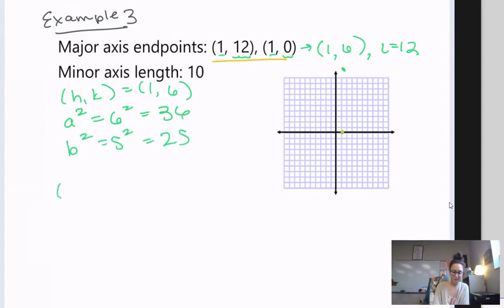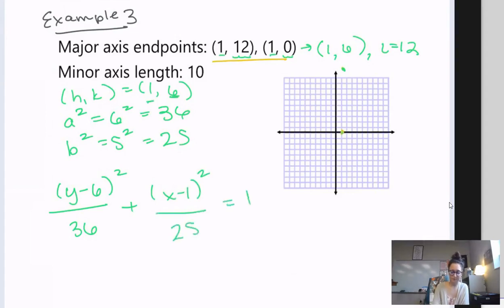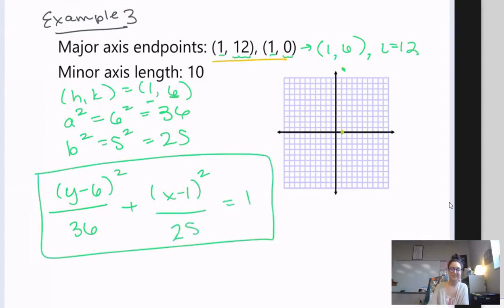So I'm going to start with my y's. So y minus, grab the y coordinate of the center, squared. And then I've got that over 36. Remember, my major axis here was vertical. We went more in the y direction than we did the x. Plus x minus, now grab your x coordinate of the center, squared, all over b squared, which was 25, equals 1. And that is our equation.